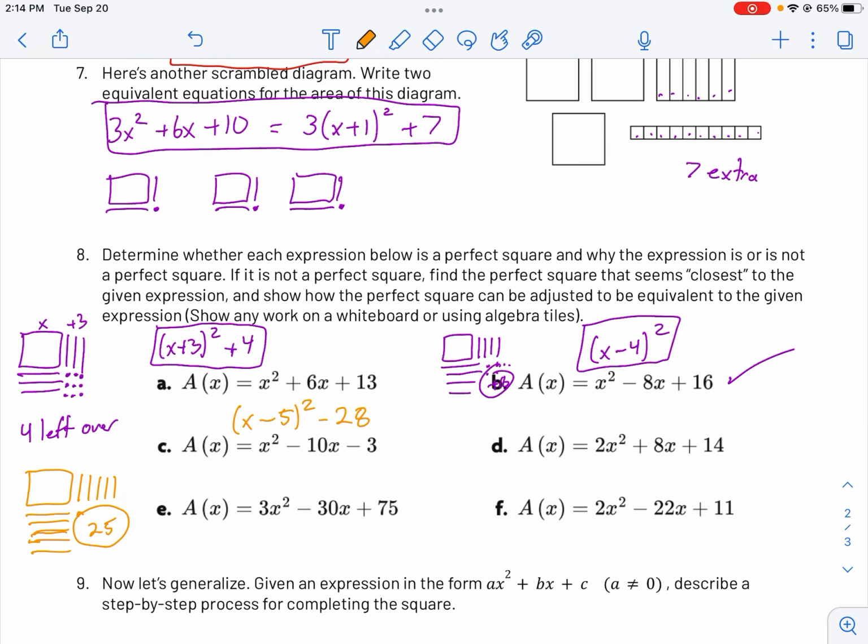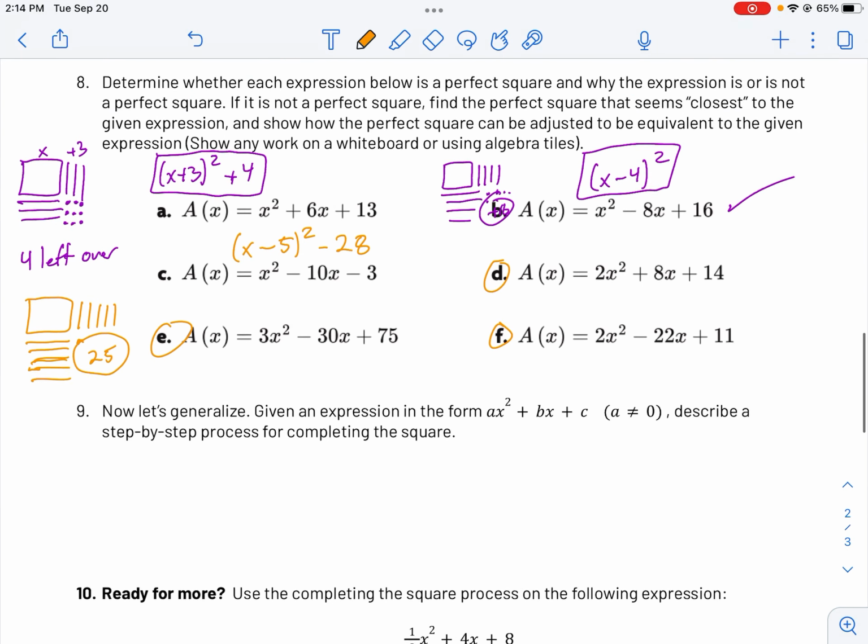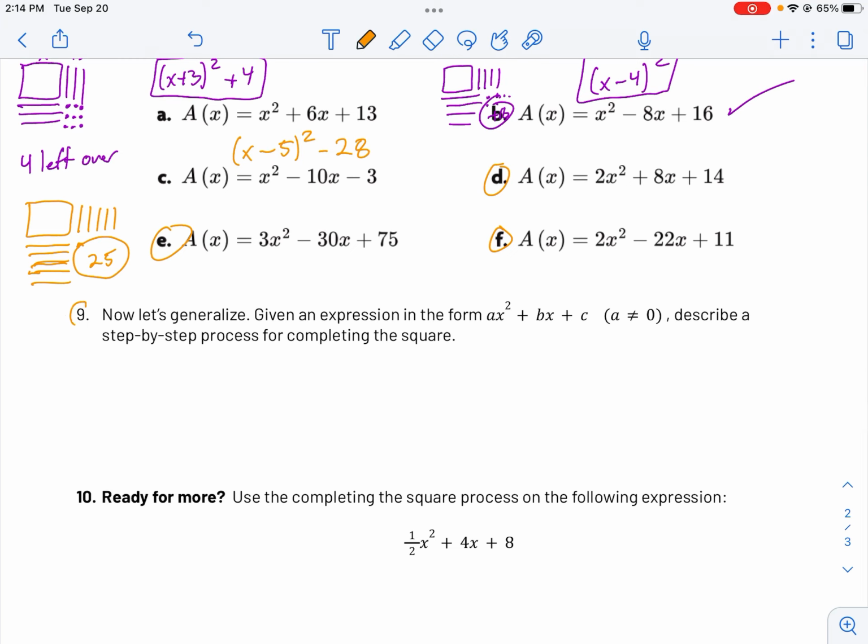Okay. All right. That was a summary of some of it. So try D, E, and F on your own. All right. The answers are in Canvas. Teachers can definitely help you as well. Number 9, you can save. We're going to do this. We might get to it today. We might get to it Friday in class.